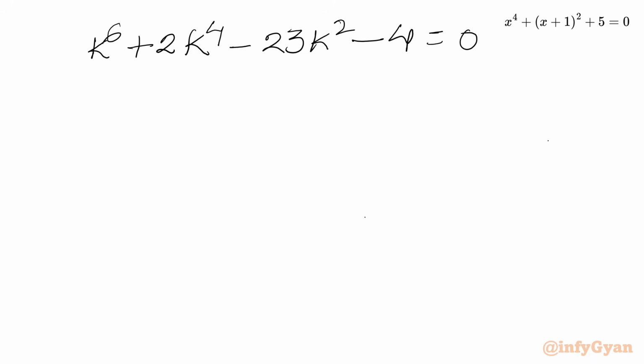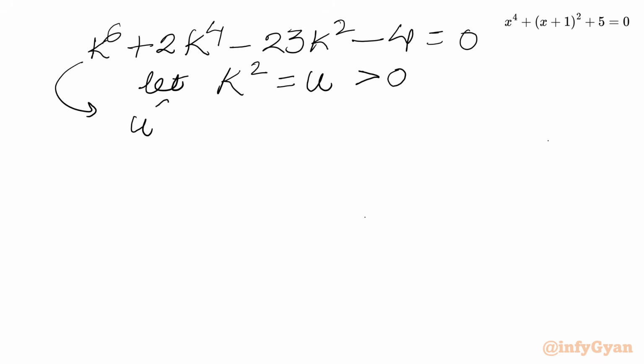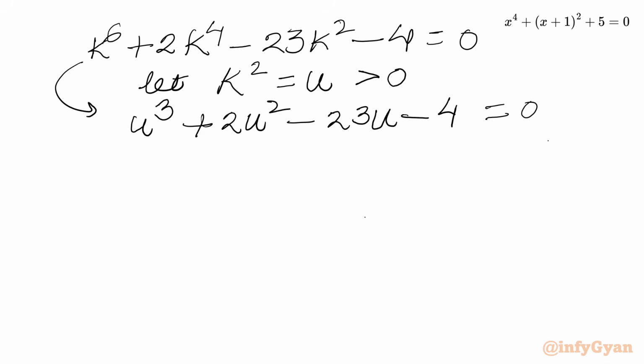Now we have even powers 2, 4, 6. So let us assume k square equal to u. u must be positive. So our equation will convert into a cubic equation. We will write u cube plus 2u square minus 23u minus 4 equal to 0.